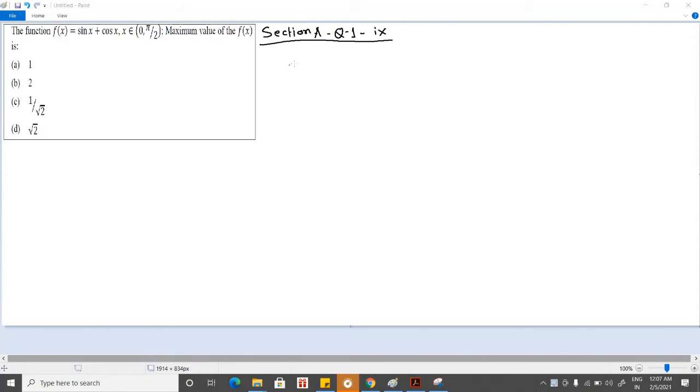In this video, we will solve subpart 9 of question number 1 under section A of ISC specimen question paper 2021. The question goes, the function f(x) is equals to sin x plus cos x, where x belongs to the open interval (0, pi by 2), then the maximum value of f(x) is. The options are 1, 2, 1 by root 2, root 2. Now this sum can be done in two methods. One is with the help of maxima minima and the other with the help of graph. So let us see method 1.